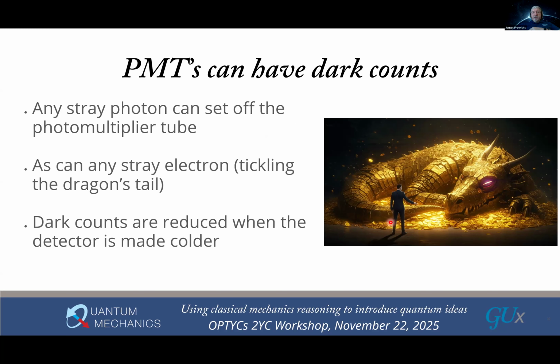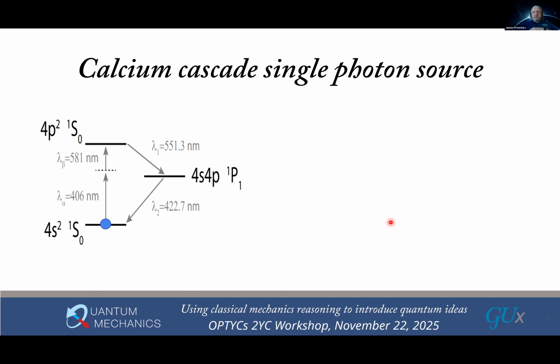These dark counts are reduced if you make the detector colder. So when people try to do very precise experiments, they often will make their detectors much, much colder in order to reduce the dark counts. But they also know that the dark counts will always be there. So they just design their experiment so that it can handle the dark counts, where the signal is much bigger than the noise that they're going to get in their detector.